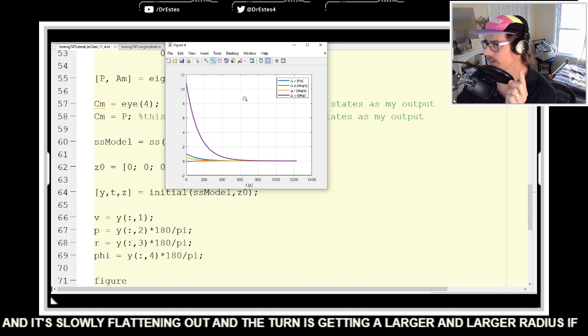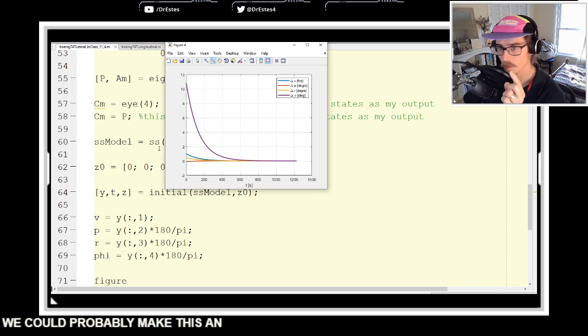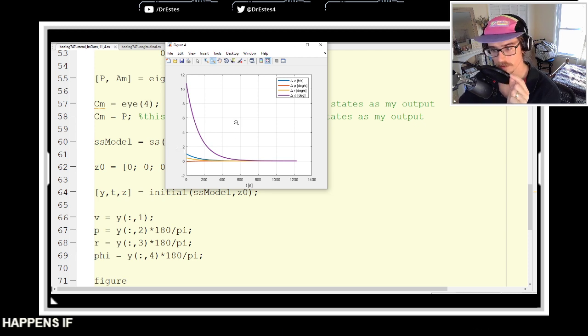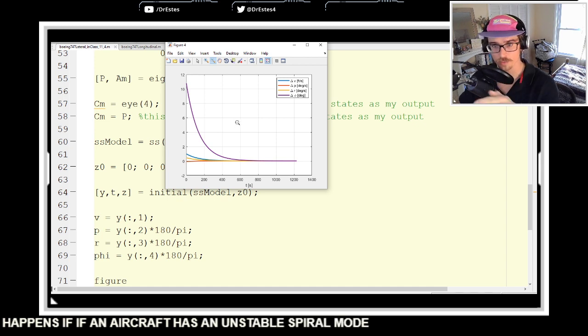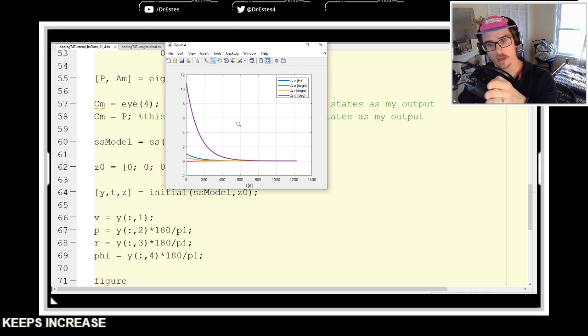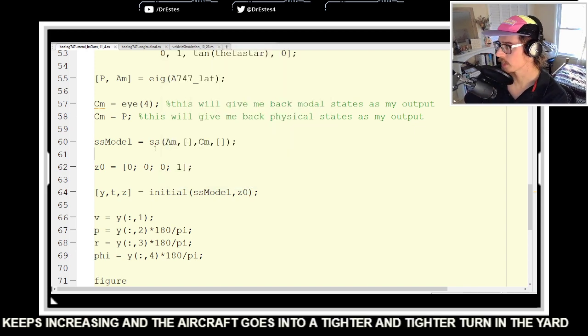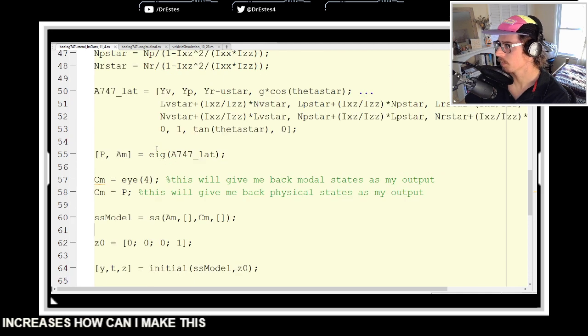Wait, we could probably make this unstable. Do you want to try that? The opposite thing happens if an aircraft has an unstable spiral mode. In that case, the roll angle keeps increasing and the aircraft goes into a tighter and tighter turn and the yaw rate increases. How can I make this unstable?